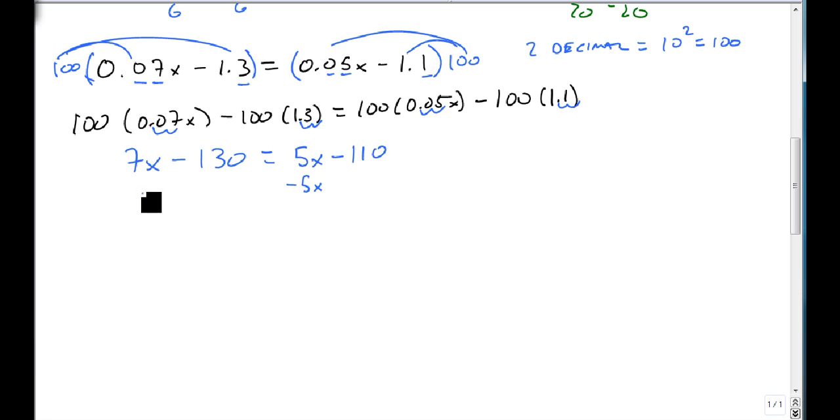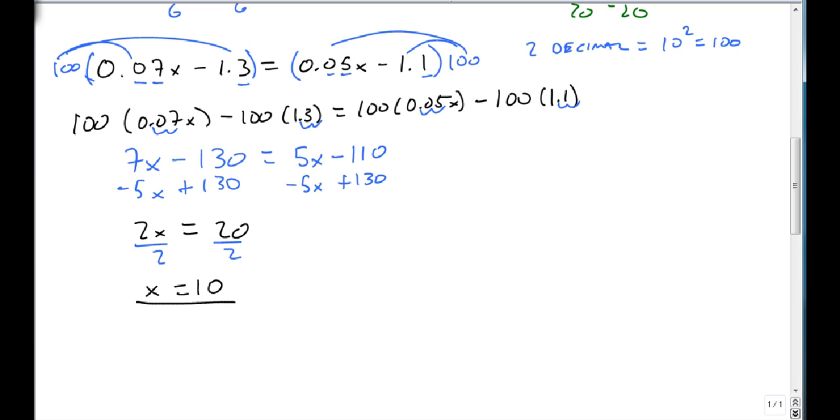Let's subtract 5x now, add 130, and we get 7x minus 5x is 2x, minus 130 plus 130 is 0, 5x minus 5x is 0, minus 110 plus 130 is 20. Divide both sides by 2, get x equals 10, and there we are, ready to run. X equals 10. Looks like that's our answer.